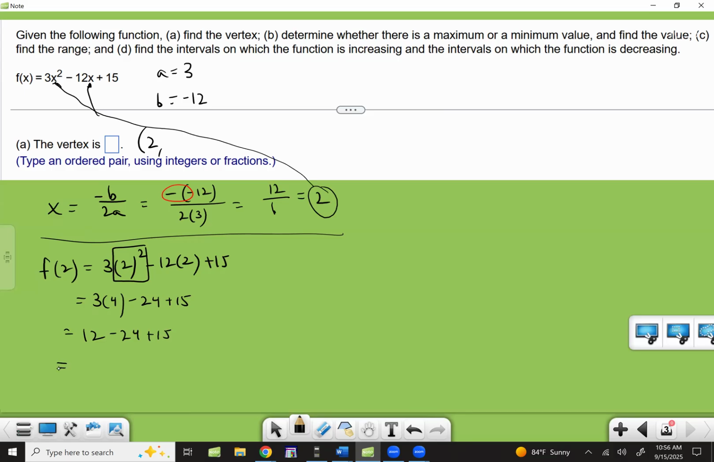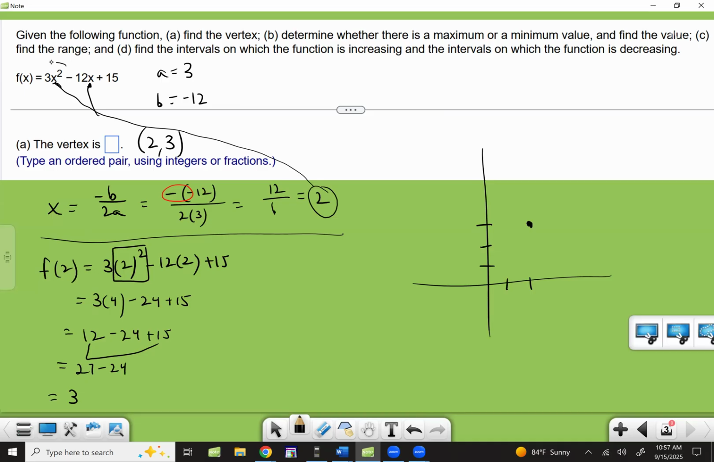We can do this lots of different ways. Let's say we get all of our positives first. 12 plus 15 is 27. So then we can take 24 away from that pretty easily to get 3. So we know that (2, 3) is going to be our vertex. So let me just draw a quick sketch. So 2, 3, 1, 2, 1, 2, 3. That's going to be our vertex.